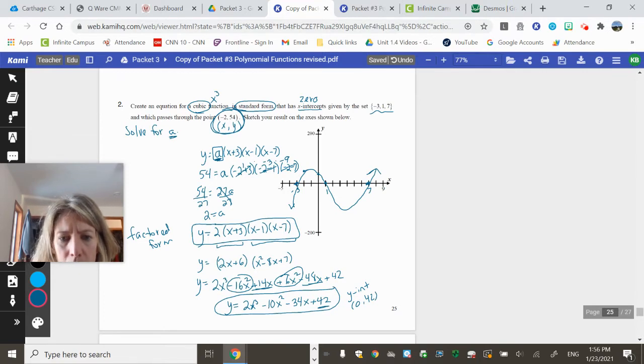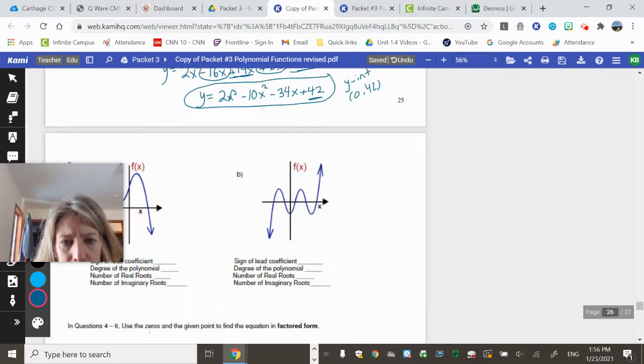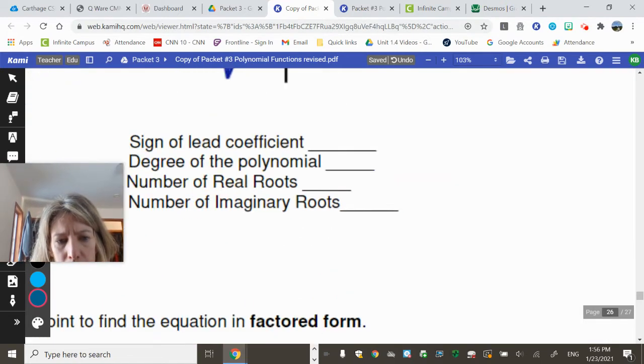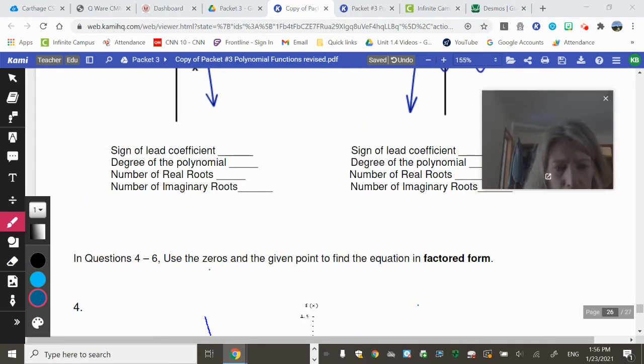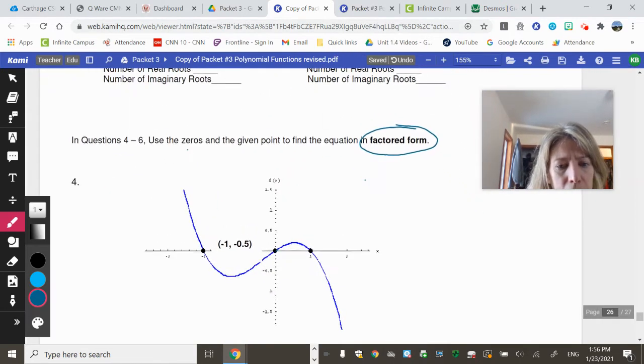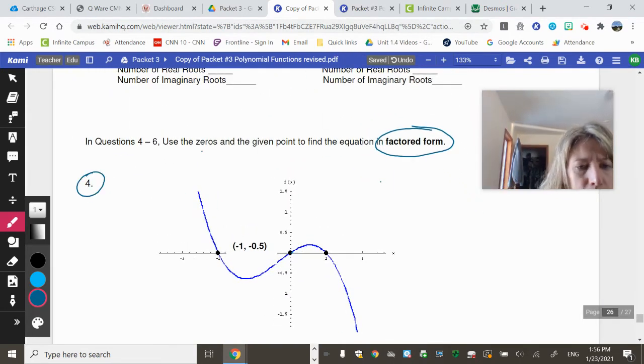All right, so I'm going to do a couple more with you. Number 3, this is going to be homework. This is just review. And notice the directions for numbers 4 through 6 said we could find or leave the equation in factored form, which is going to be so much easier for you. Okay, so I'm going to do number 4 for you in the video because they're kind of hard to see.